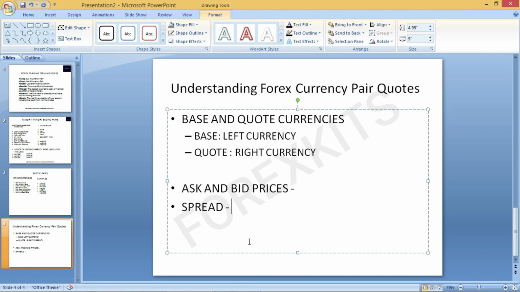What is a base currency? So it's divided into two. So we have the base currency and the quote currency. So what's the base currency? Okay, so the best way to put it to you is that the base currency is the currency to your left, and the quote currency is the currency to your right.